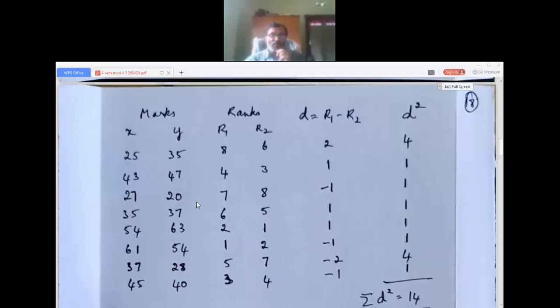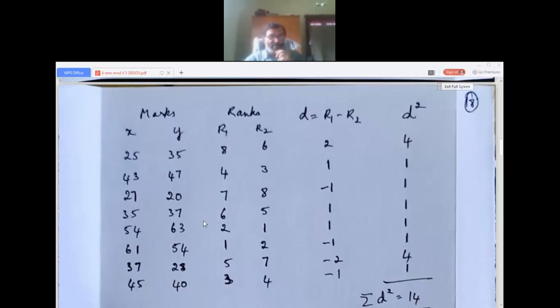Now we find the ranks. Ranks are taken as R1 and R2. R1 is given for the variable X, that is marks in statistics, and R2 is given for marks in mathematics. Any order, that is your wish.